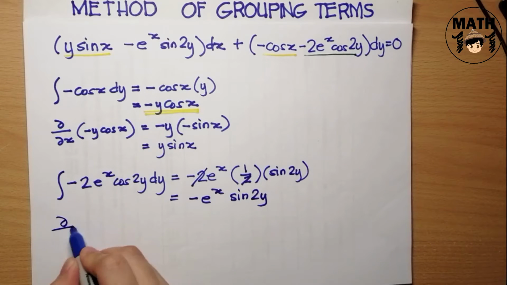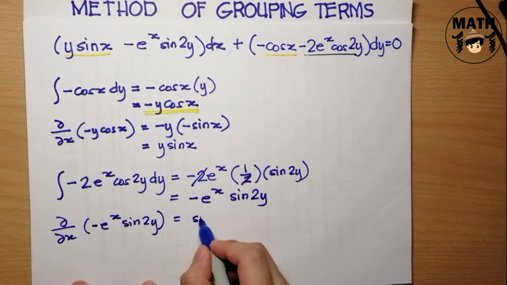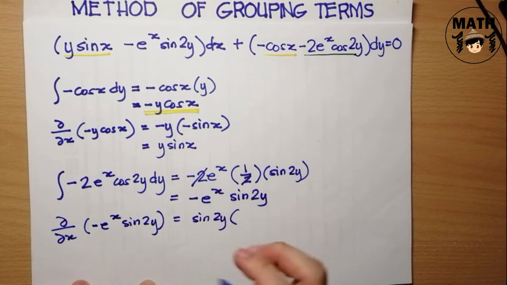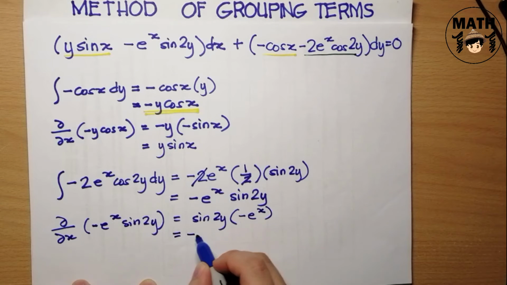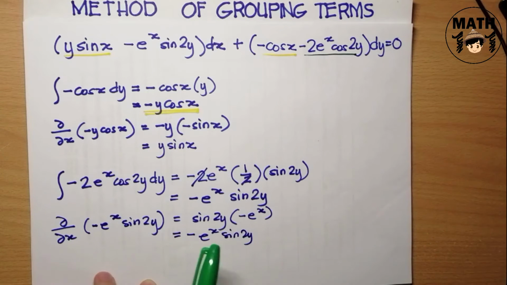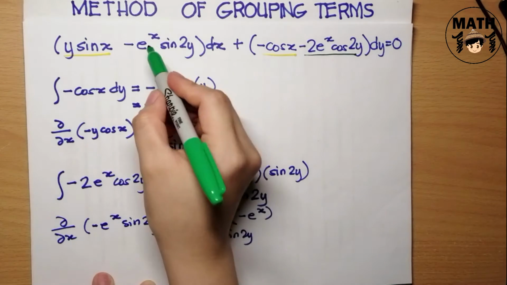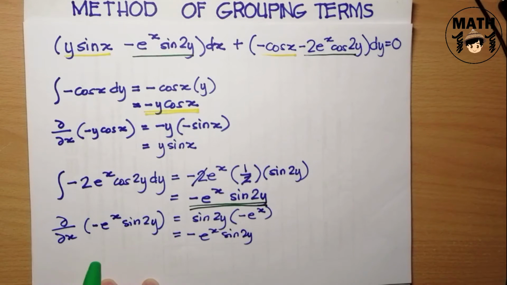Then, differentiate natin to with respect kay x. Sine 2y ay taken as constant. And ang derivative ni negative e raised to x ay negative e raised to x. Or this is also negative e raised to x sine of 2y. Ang kapartner ni negative 2 e raised to x cosine 2y dy kay dx ay si negative e raised to x sine 2y dy. Ito ngayon yung part na magko-constitute dun sa function na hinahanap natin.